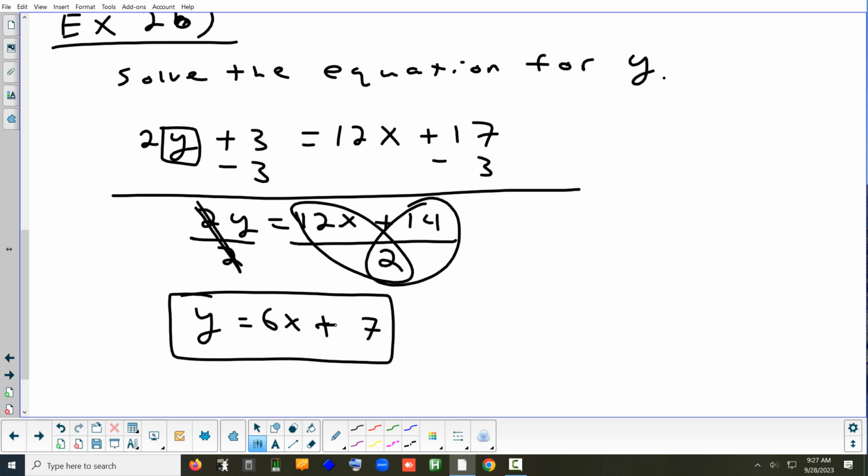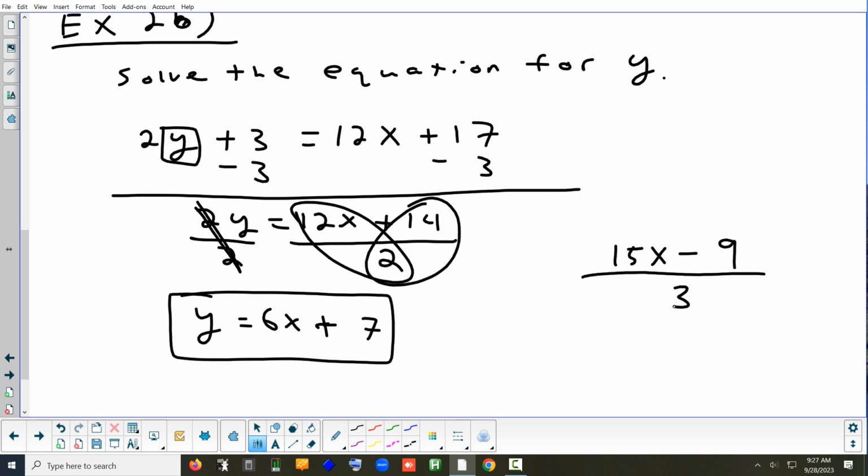Okay, if you leave it as 12x plus 14 all divided by 2, that's okay. But really, anytime you have a fraction where you can divide the bottom into the top, you should simplify it. So let's just make up something like this. What if you had 15x minus 9 divided by 3?